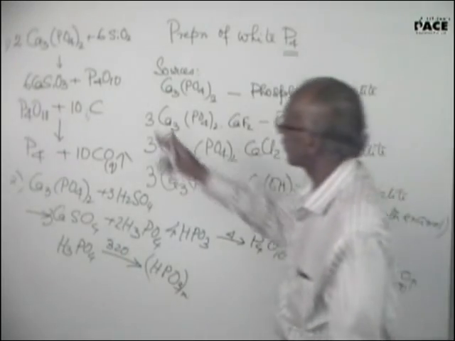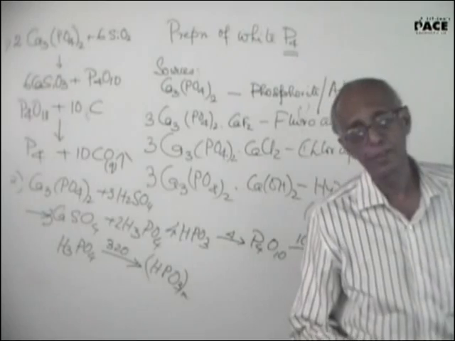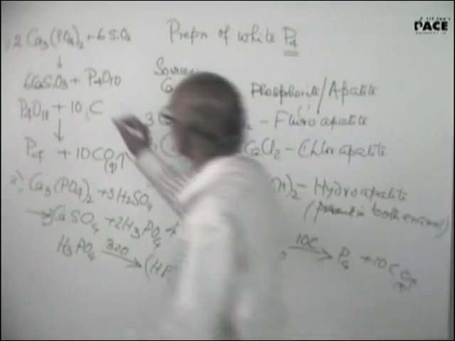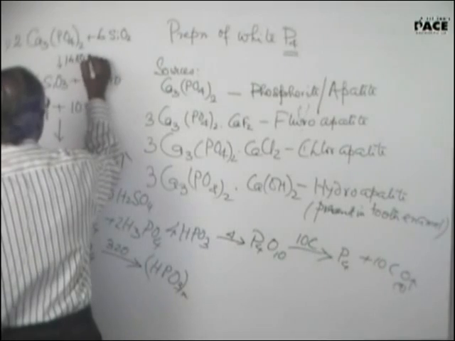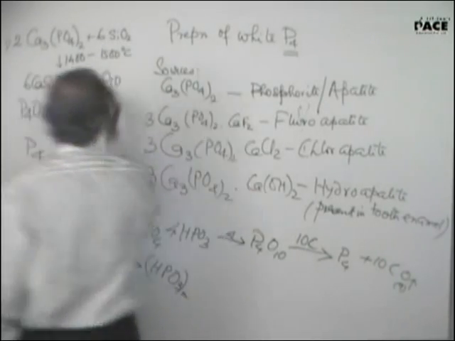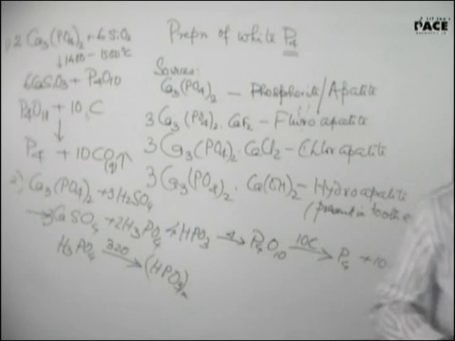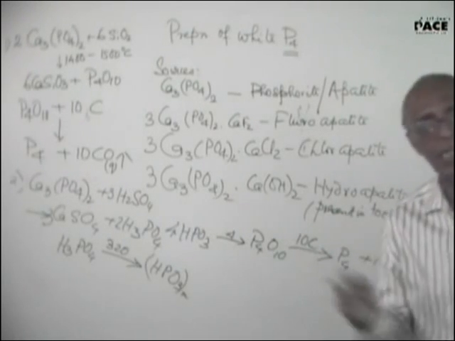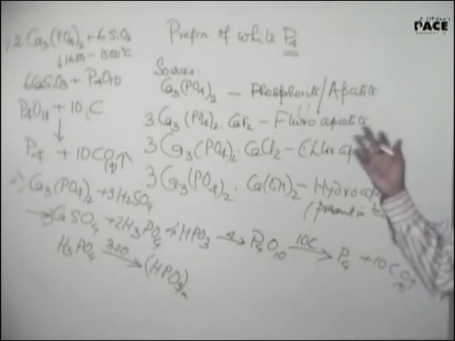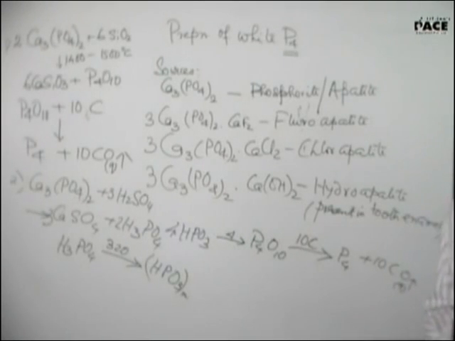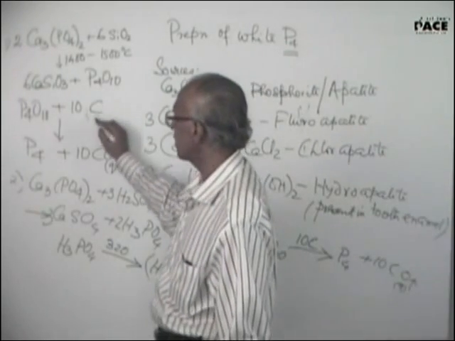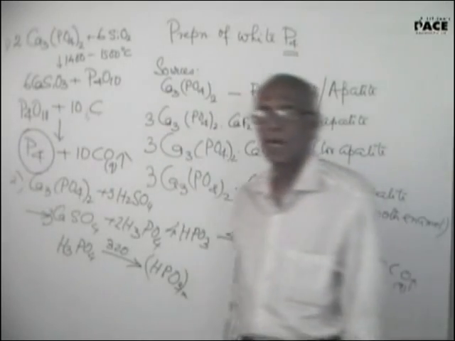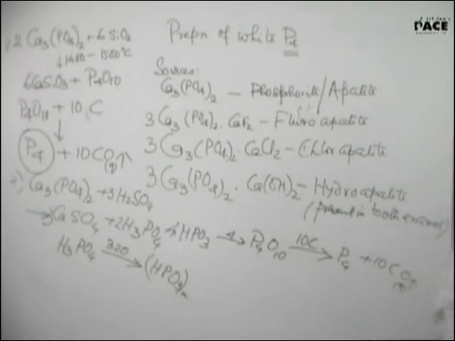There are 2 methods I have mentioned here. When you heat calcium phosphate to 1400 to 1500 degrees Celsius along with silica, sand, the calcium phosphate reacts with silica to form calcium silicate, which is a slag, and P4O10 is generated. P4O10 is reduced by carbon to give you white phosphorus, and carbon monoxide goes out in the form of a gas.